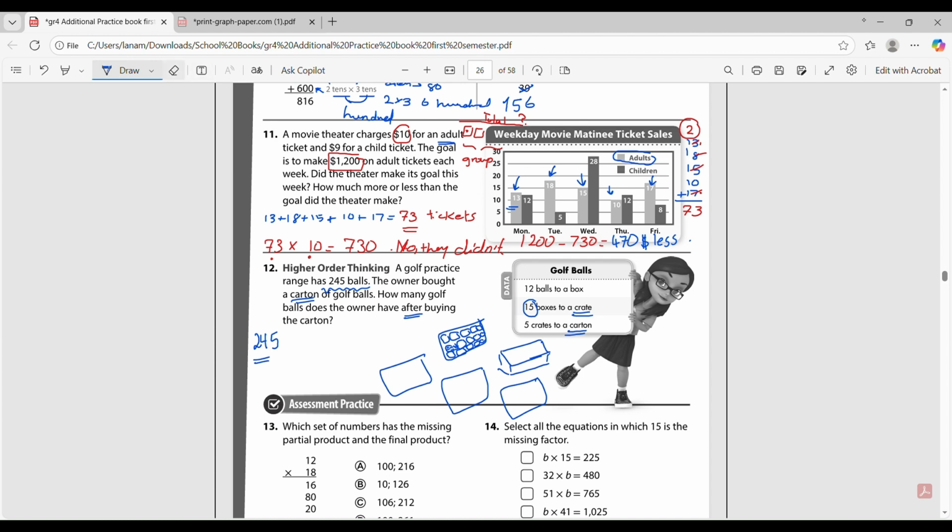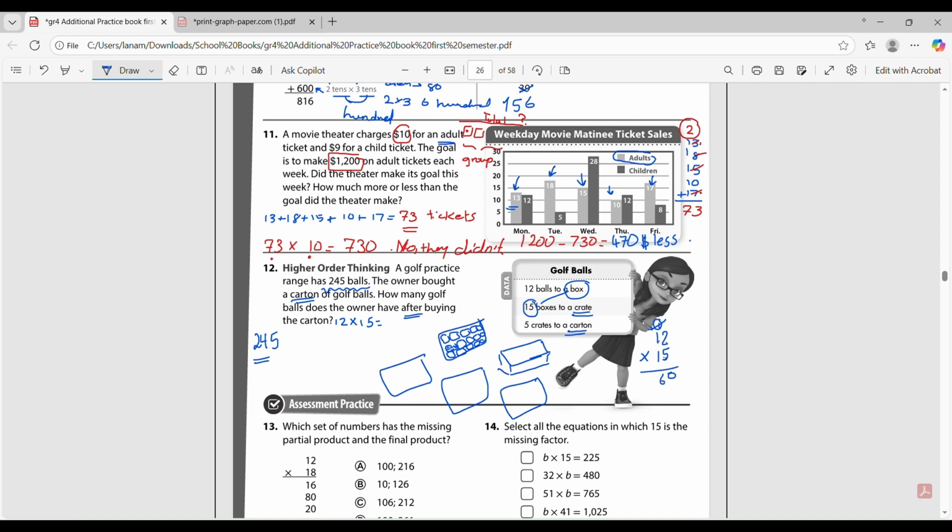So first of all, we have 12 balls in each box. How many boxes do we have? 15. So 12 multiplied by 15. I'm gonna write it here, 12 multiplied by 15. First of all, the ones by the ones. 5 times 2 is 10. I will carry the 1. 5 times 1 is 5 plus 1, 6.